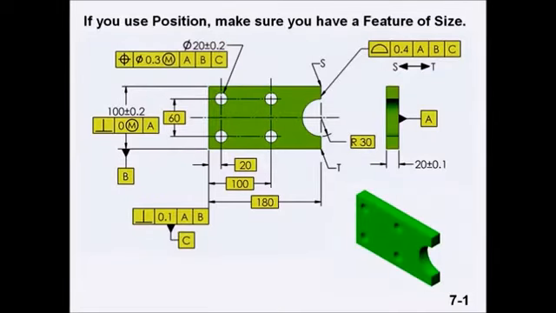Ask which features on this part are features of size. Explain why Datum Feature B does not need a position tolerance, since it is establishing an origin. Remind them that the radius may or may not have opposed points, and therefore is not a very good feature of size.